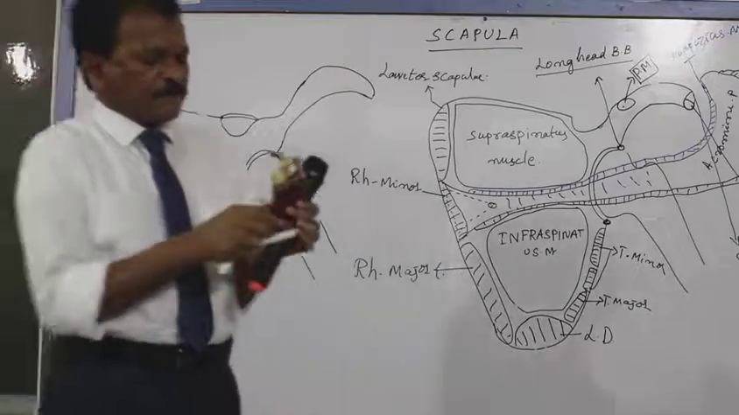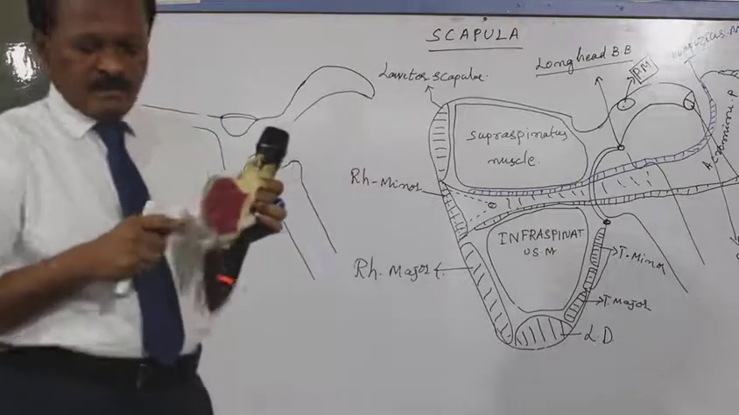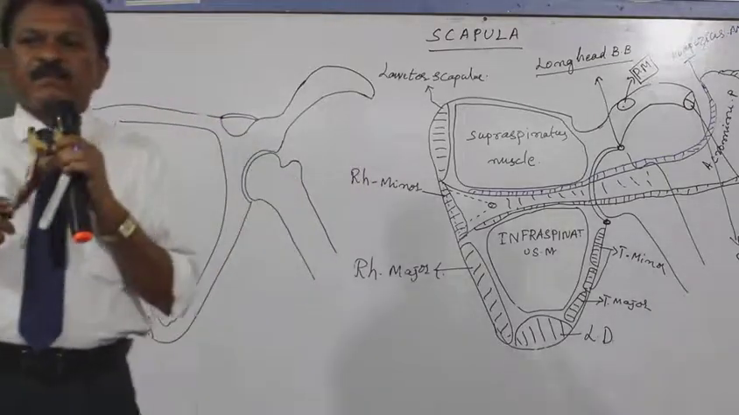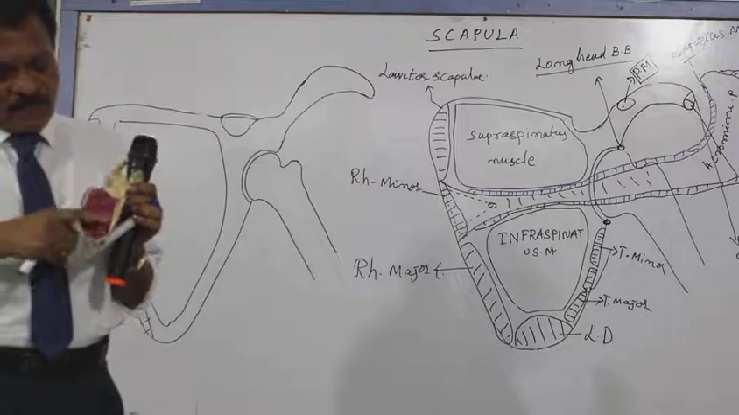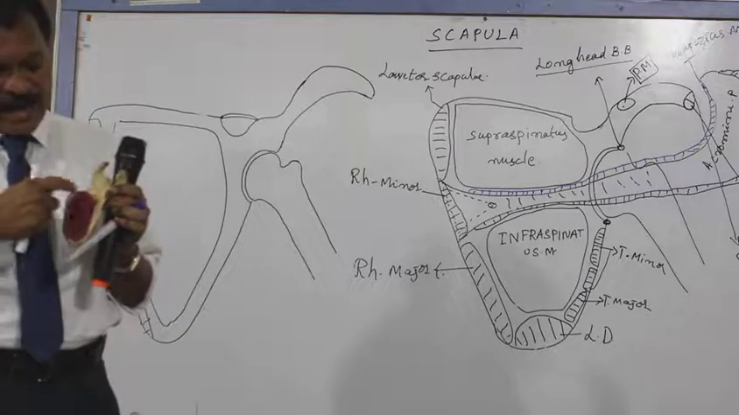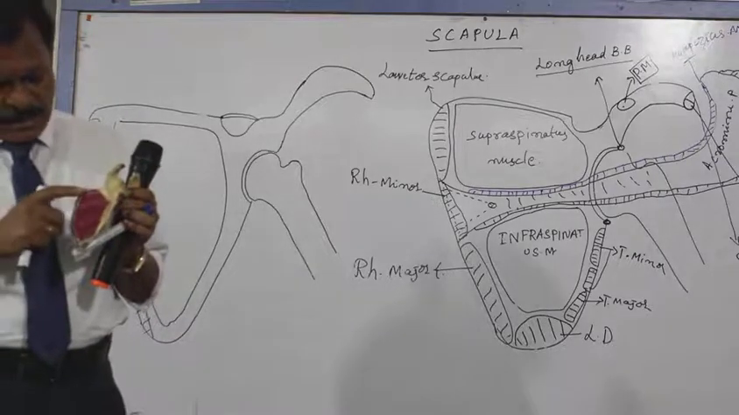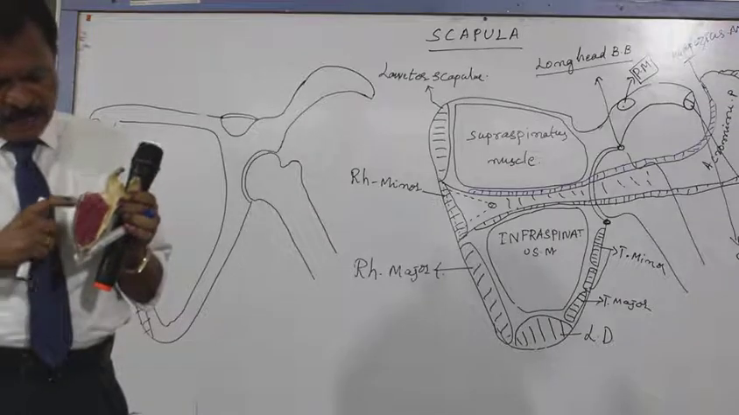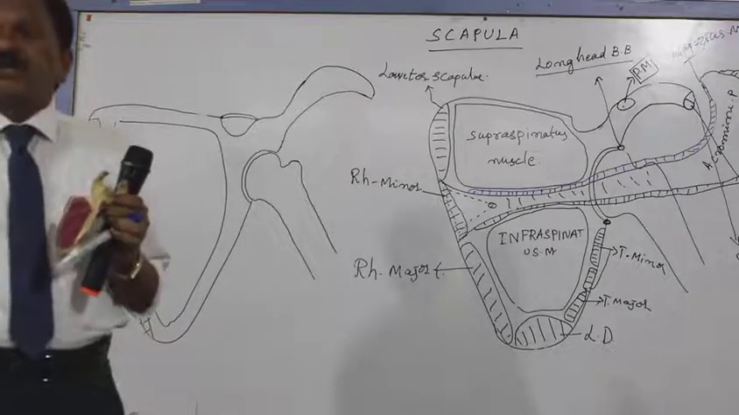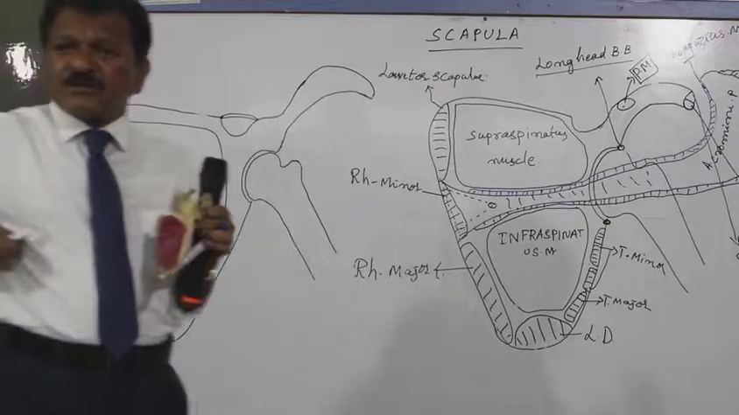So here you see, this is the ventral surface, because there are rib impressions, so it is called the ventral surface. It is triangular in shape. And here there is an insertion of the serratus anterior muscle. Serratus anterior muscle is here.